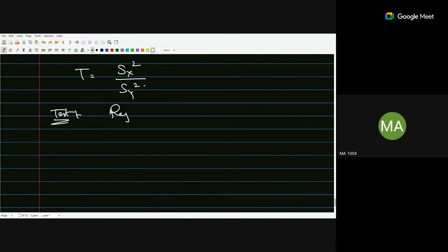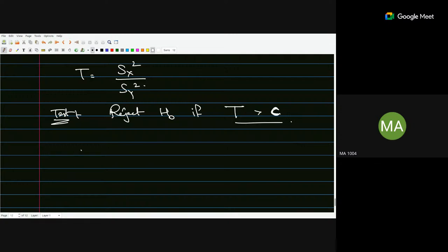So the test is: we are going to reject the null if my test statistic is greater than C. That's what we are going to do. We will see whether taking it as greater than C is sufficient or not. Usually, what we did is just T greater than C, with only one critical value for any test we saw earlier. But right now let's proceed with this and see where we get stuck.